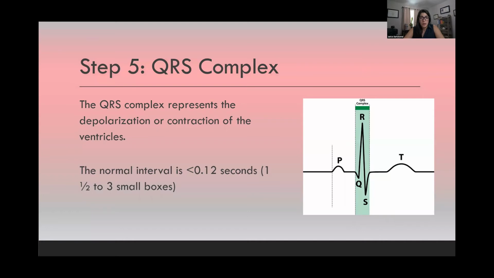Now let's look at the QRS complex. The QRS complex basically is the contraction of the ventricles. They're very important, and they should be less than 12 seconds on its length, or the interval between them, between 1.5 to 3 small boxes. Sometimes we have wide QRSs, they're longer than 3 small boxes.